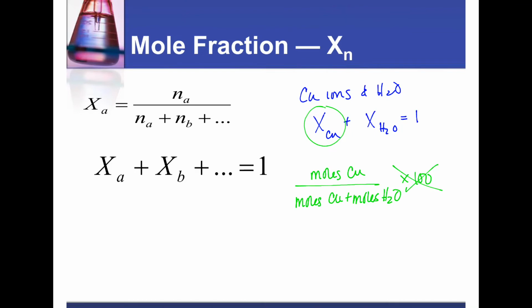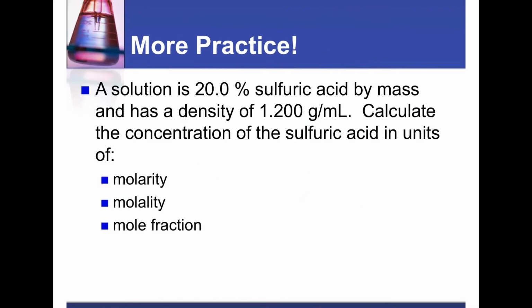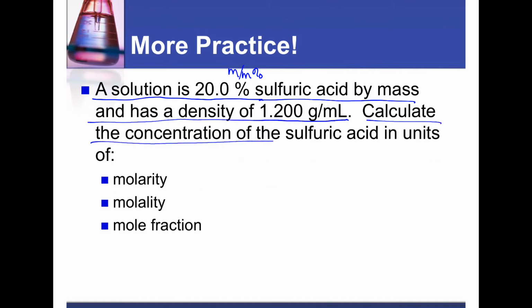Let's practice this calculation by kind of wrapping these things together. Here's a problem that says a solution is 20% sulfuric acid by mass. So that's a mass percent. It has a density of 0.120 grams per milliliter. Calculate the concentration of the sulfuric acid in these units. So we have 3 different calculations. We'll just go through. We've already practiced molarity and molality, so we'll do those first, and then we'll finish it up with the mole fraction.